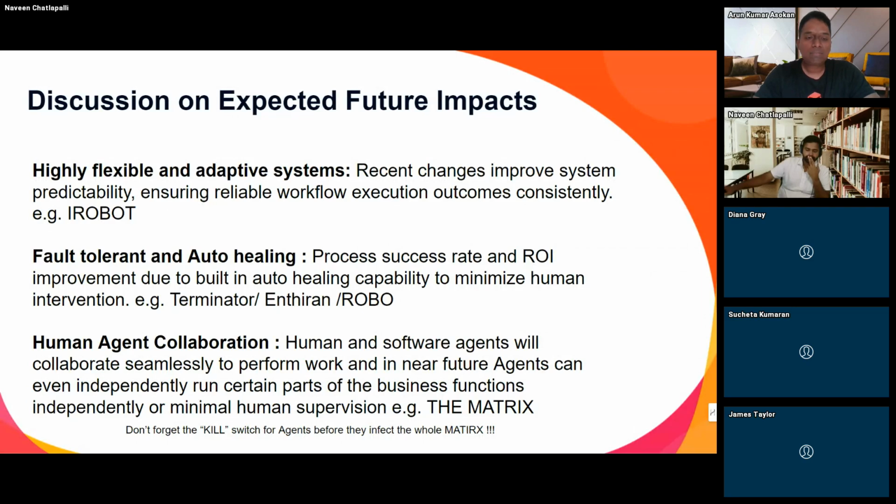But we should always remember to put in a kill switch to make sure that those agents don't infect the entire system and crash it to the ground, right? Just to end on a lighter note.